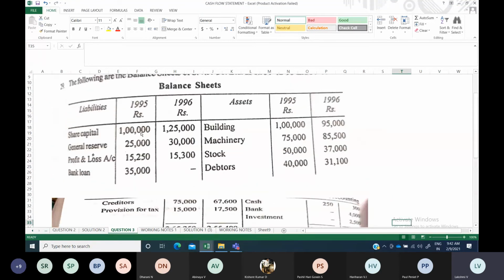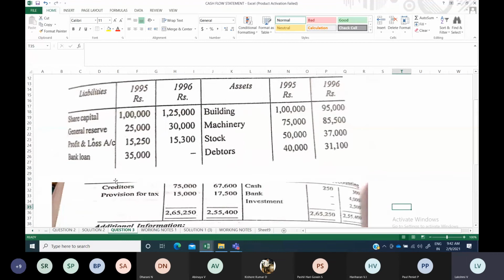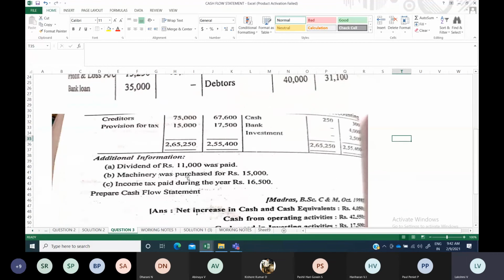Share capital 1 lakh, 1,25,000 means they have additionally issued shares, around 25,000. So this is an inflow to the company. If they had redeemed, it would have decreased, so then it is an outflow, and within brackets you have to show it. Now this is an inflow. Apart from that, the dividend they have paid, this 11,000, also comes under financing activity, because dividend is usually paid to the shareholders only, no? So here it is going to come.